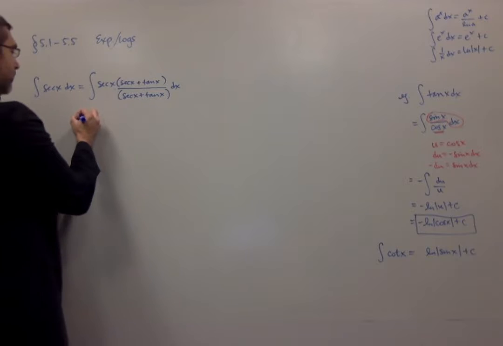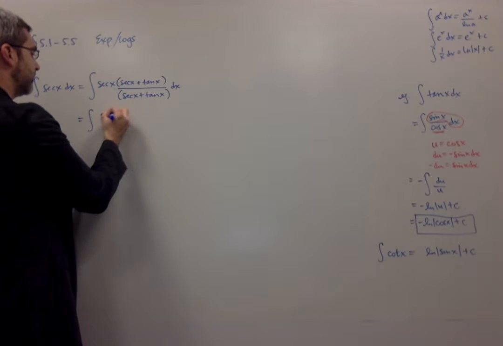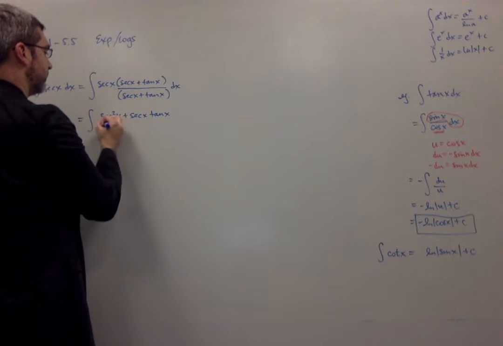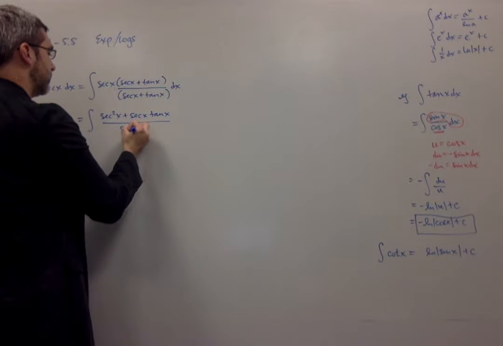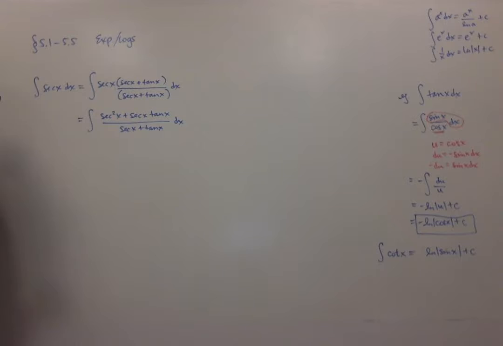But the thing that I want you to see, if I do this, if I multiply the top out, I get secant squared plus secant x times tangent x. And on the bottom is secant plus tangent. Does anybody notice anything? I'll let you finish writing for a second.